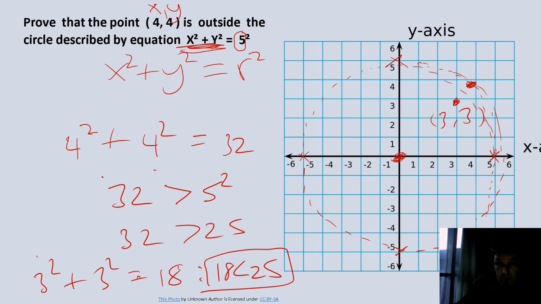We could extend this to a point on the edge of the circle, actually. So let's take this point here, minus 3, 4. We suspect this is right on the circumference. And we can prove that by saying, if I do minus 3 squared plus 4 squared, it should equal exactly 5 squared, 25. And it does, doesn't it? 16 plus 9 is 25, so is exactly 5 squared. You have proved that that point is right on the circumference of the circle.